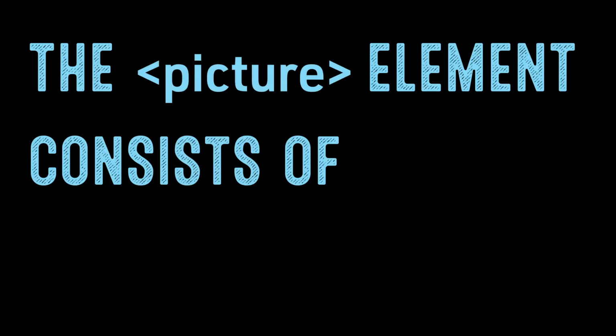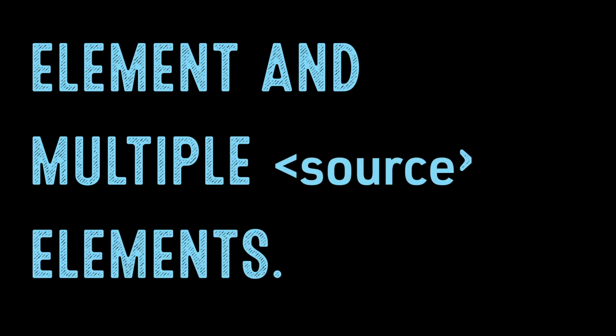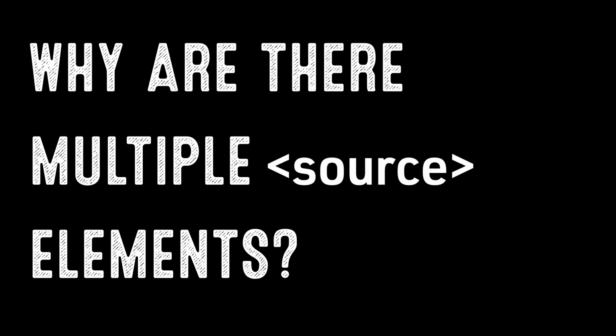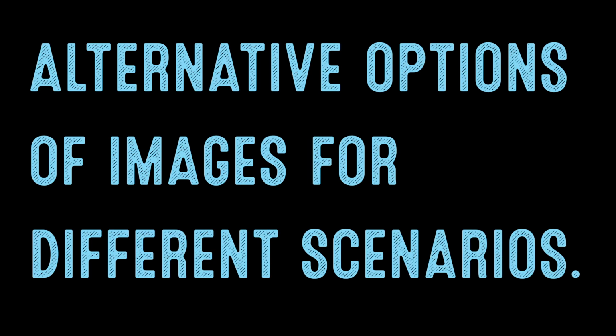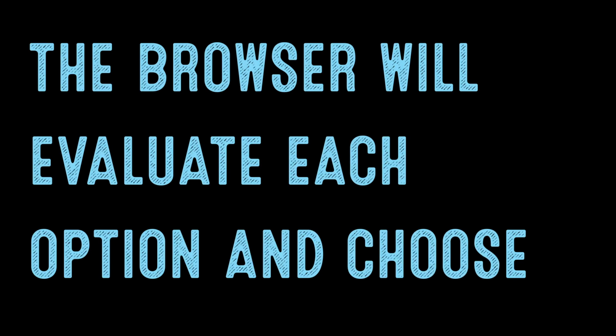The picture element consists of other elements, the image element, and multiple source elements. Why are there multiple source elements? The additional source elements are there to offer alternative options of images for different scenarios. The browser will evaluate each option and choose the best match to display.